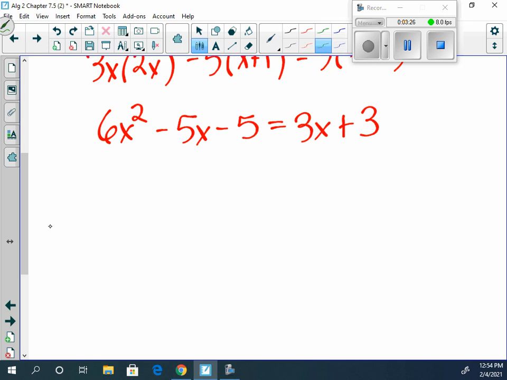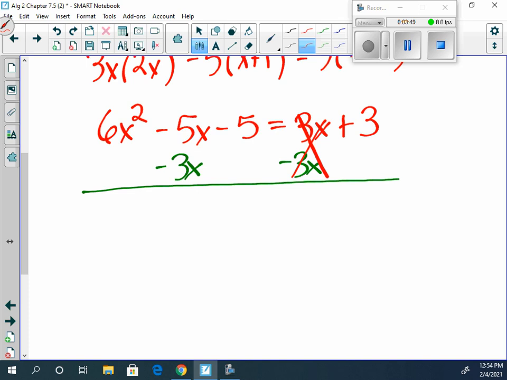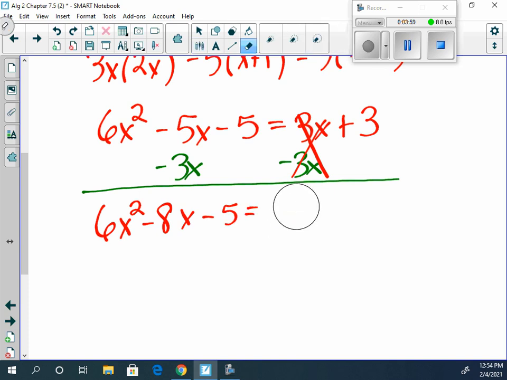Now, because we have a quadratic, we need to get everything on the same side of the equal sign. So the first thing we're going to do is what? Well, we can just move the 3x over. It doesn't matter which one we move over first, but we're moving everything over to the side with the x squared term. 3x minus 3x will cancel, and over here we have 6x squared minus 8x minus 5 is equal to, not 0 yet. It's equal to 3.